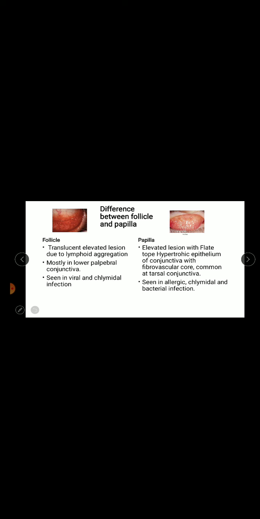Papillae and follicles. What is the difference between papillae and follicles? They are both signs. A follicle is a translucent elevated lesion due to lymphoid aggregation, and a papilla is also an elevated lesion, but due to hypertrophy of the conjunctival epithelium. The papilla has a flat top, and the follicle has an elevated circular top.